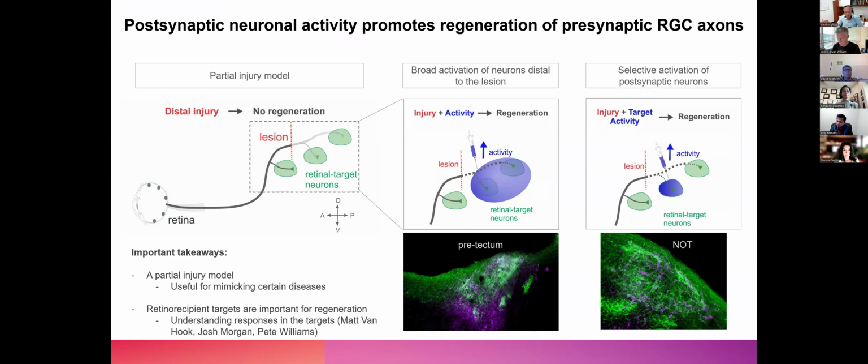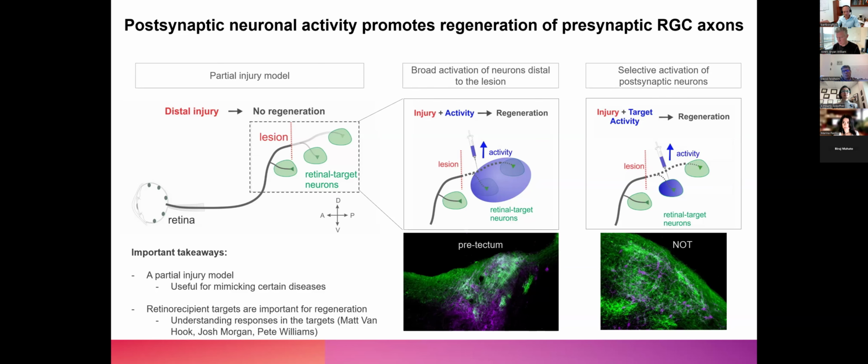And other work from Josh Morgan and Pete Williams, and I think this was also covered in a previous discussion, has started looking at what is actually happening in the retinal recipient target nuclei themselves, both in terms of the target neurons, but also in terms of the synapses between the RGC axons and the target neurons. And how are all of those impacted in different models of injury or disease, which is an important thing to consider, because I think we've talked about how even if we can get these axons to regenerate, we need something there to receive them.